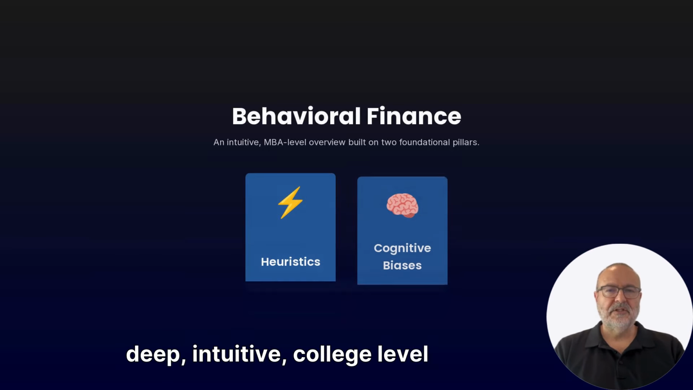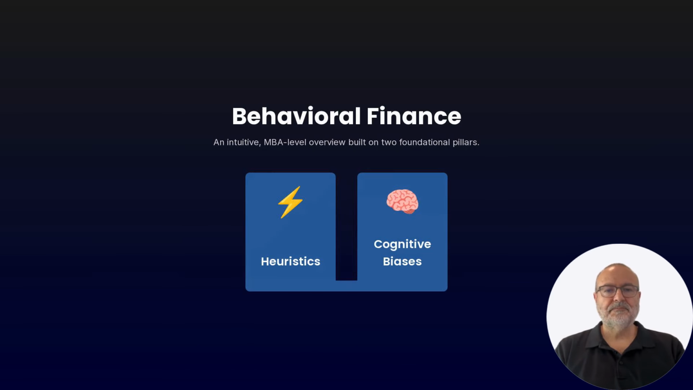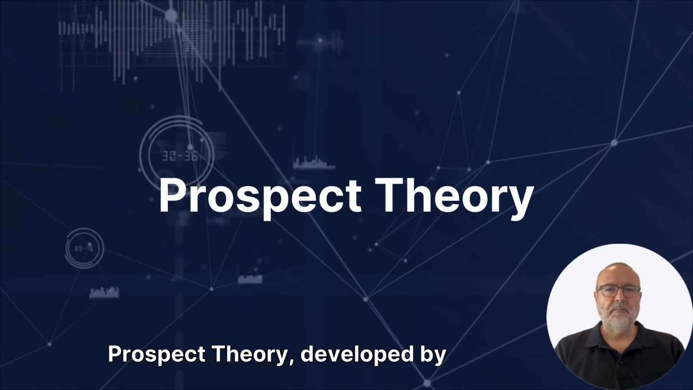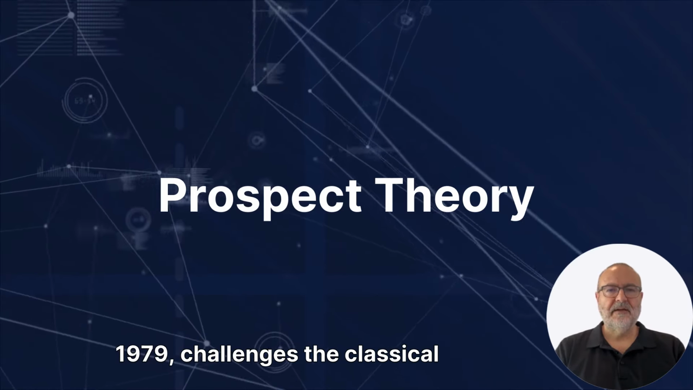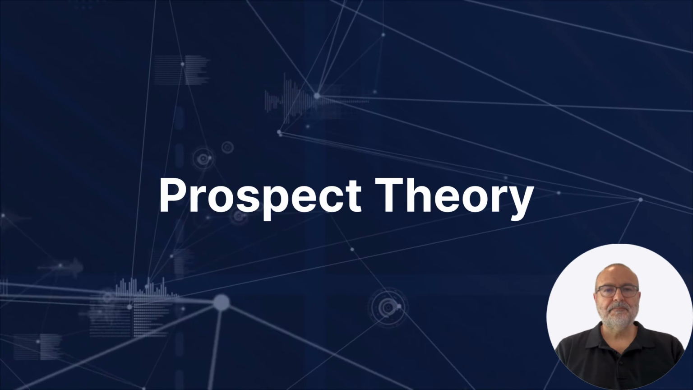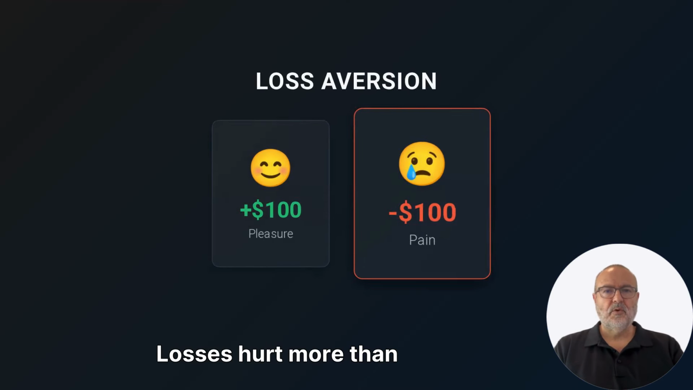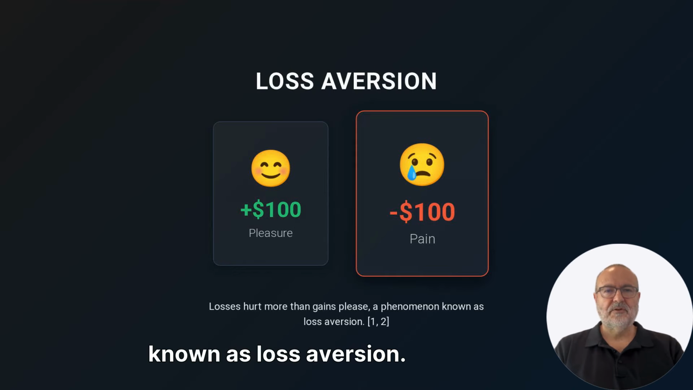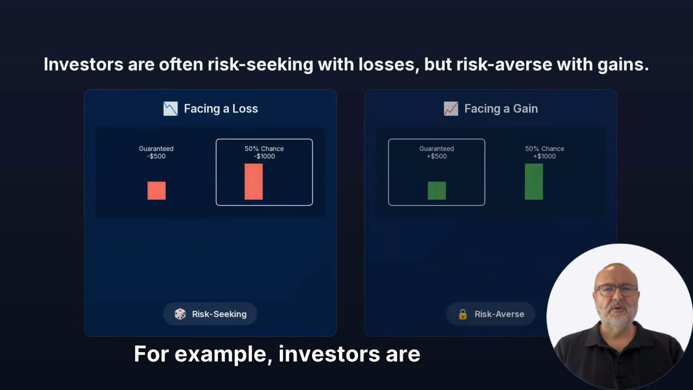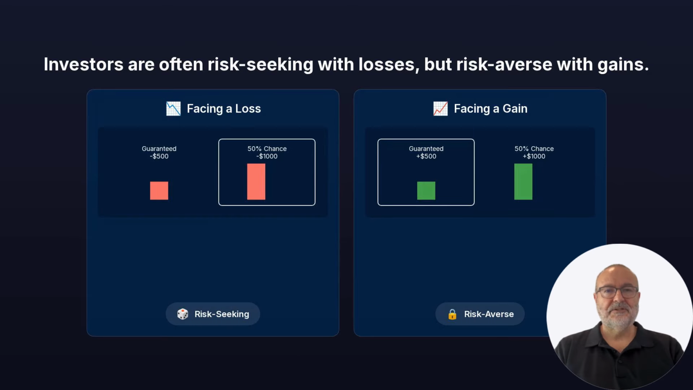Our lecture provides a deep, intuitive, college-level overview of key behavioral finance concepts, built on two pillars: heuristics and cognitive biases. Prospect theory, developed by Kahneman and Tversky in 1979, challenges the classical assumption that investors maximize expected utility. A key idea is that people value gains and losses differently, exhibiting asymmetric responses. Losses hurt more than gains, a phenomenon known as loss aversion. For example, investors are often risk-seeking when facing losses, yet risk-averse when facing gains.